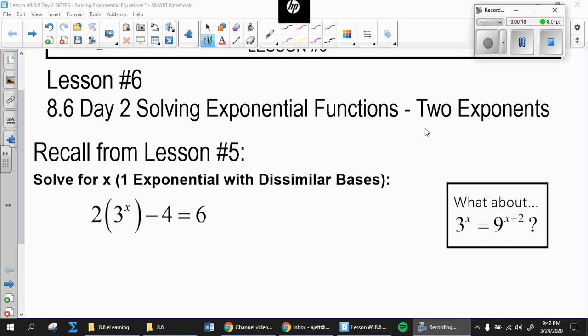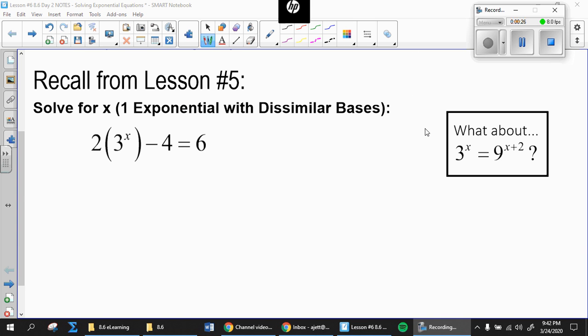If you want to pause it right now and try this example on your own, then you can play it and see what the answer is after that. So if we want to solve this exponential from day 1, remember we need to isolate this exponential first. So first thing we need to do is add 4 to both sides. We get 2 times the exponential 3 to the x equals 10.